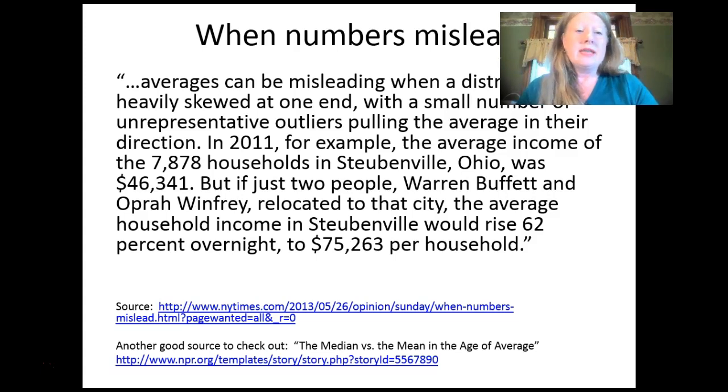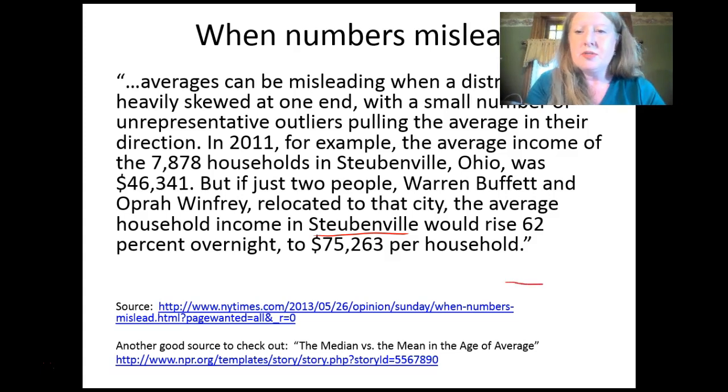Now, a few other quick things I just wanted to get through. This was an interesting article that I found not too long ago in the New York Times, and I thought it was interesting because they talk about Steubenville, Ohio, and they talk about the fact that if some very rich people moved to that town, like Oprah Winfrey and Warren Buffett, and we wanted to look at the average income of the town, the average would be a lot higher than what it should be because of the fact that we're taking into account these very large incomes.